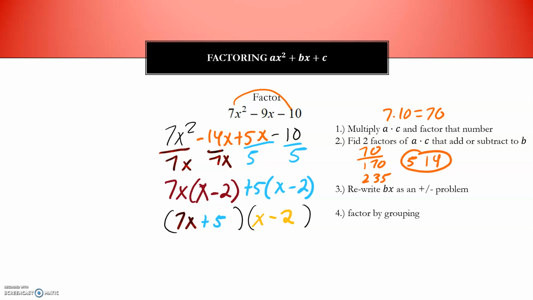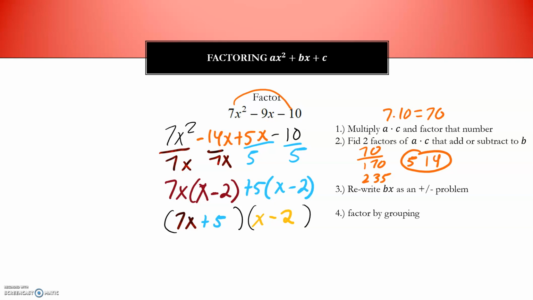If I multiply that out, I do get 7x squared minus 14x. I've done that correctly. The GCF of the second two is 5. If I divide that, I get 5 times x minus 2. If I multiply that back, I get 5x minus 10, so I've done that correctly. Take my two GCFs, 7x and 5, put them together, and then take my two remainders, x minus 2, put them together, and that is my final answer. I can multiply it out if I wanted to make sure that it is correct.